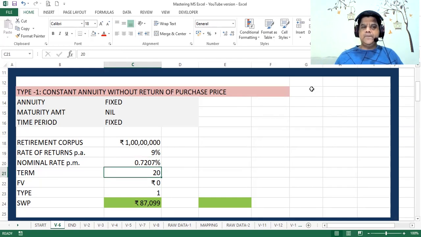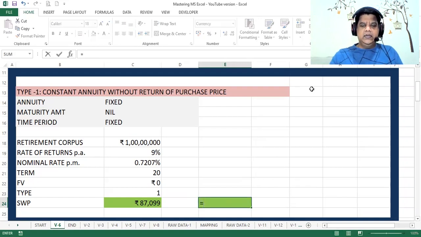Term is 20. Future value, as we said, is not there. And type we have taken as 1. For annuity, we can take either 1 or 0. Both suit. So I prefer to take 1 because the annuity would start at the beginning. So I've got an SWP, or an answer, which is 87,099.